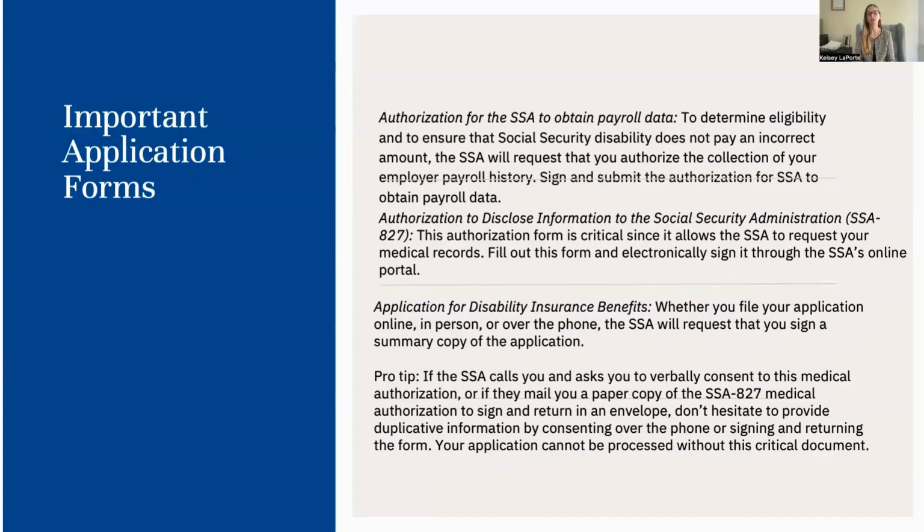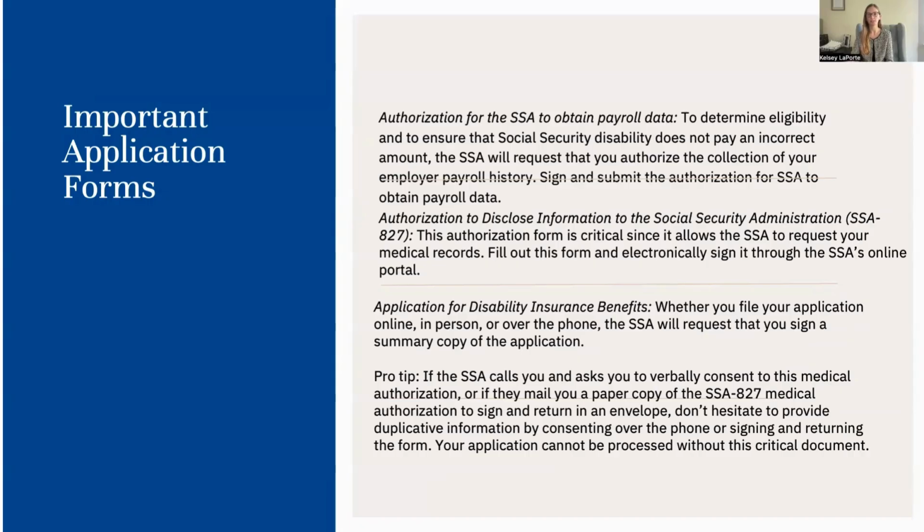As you prepare to file your disability application, there are a few important forms you'll need to sign along the way. The SSA needs your written permission to collect information about your medical and work history. Without your signature, they can't access critical records or get the necessary information to process your claim. These forms include the SSA 827, which is the medical authorization form, and the SSA 8240, which is the wage and employment authorization form.